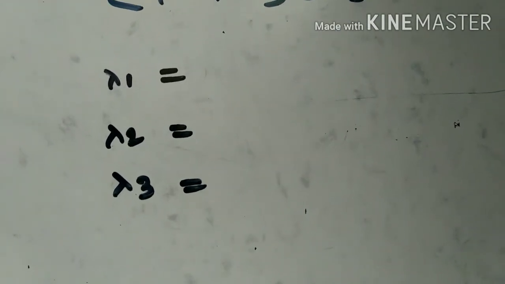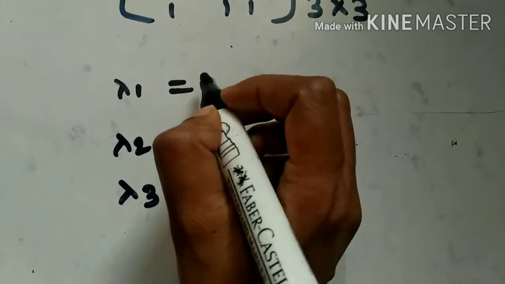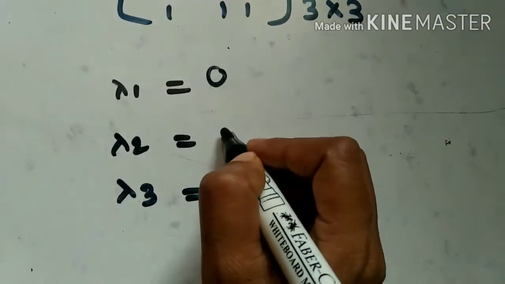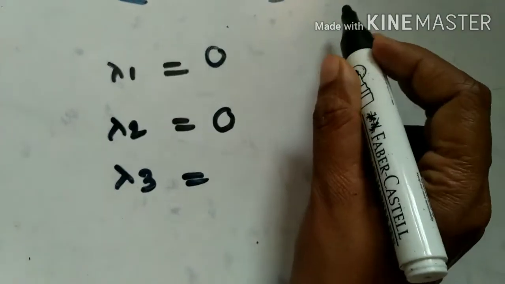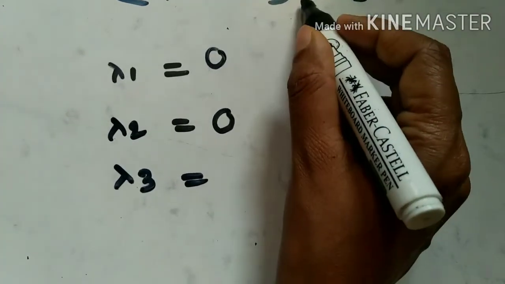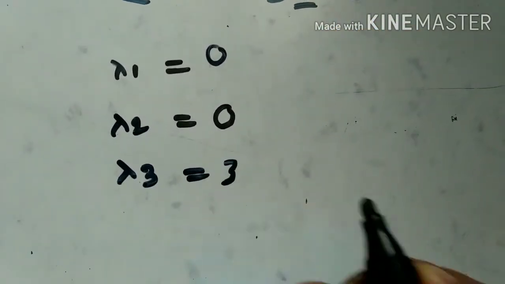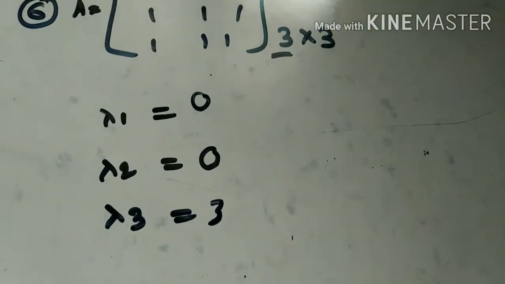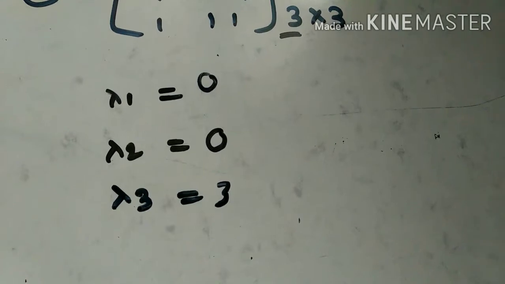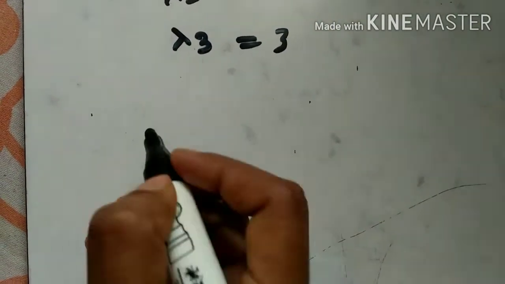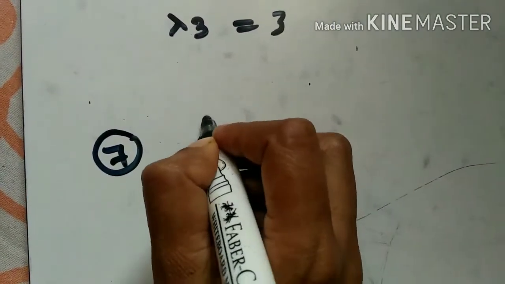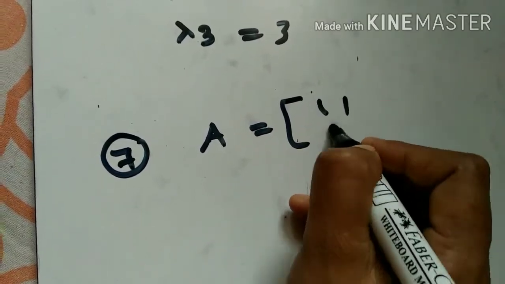So here what you have to do is, the first eigenvalue is 0, the second eigenvalue is also 0, and the third eigenvalue you will get is the order of this matrix, which is nothing but 3. So this is the trick. If you want, I will solve by taking a 2 cross 2 matrix.